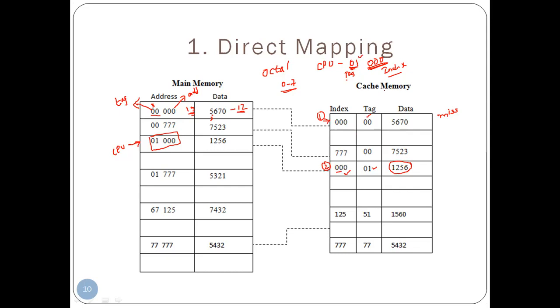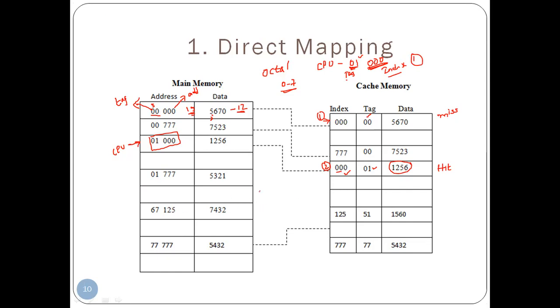Why? Because the CPU generated the address 01000, with tag 01 and index 000. This data is taken from the cache and given to the CPU. We call this a hit. This is how direct mapping is done. So this is the first example. Let me clear it up with a second example.